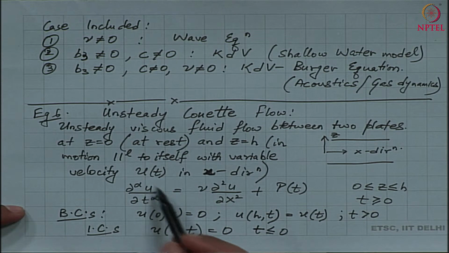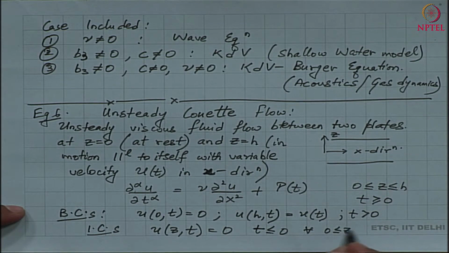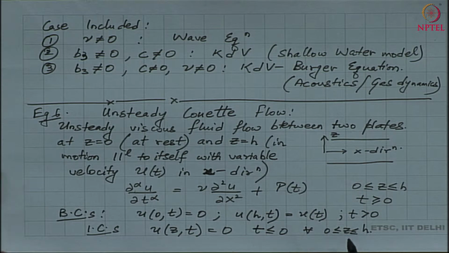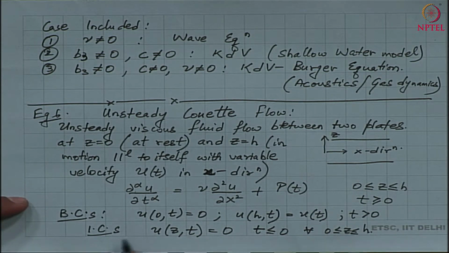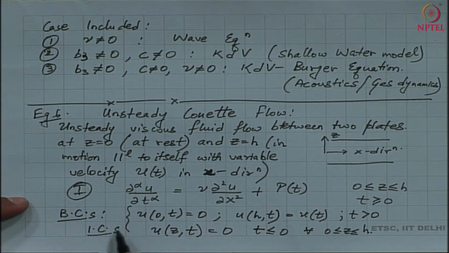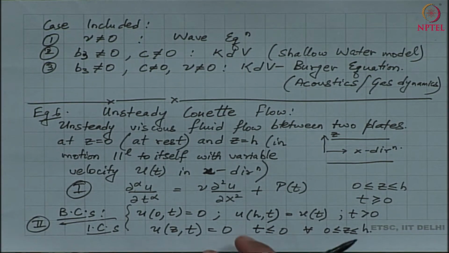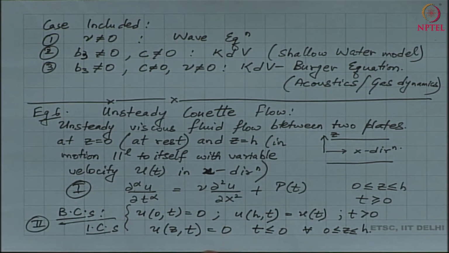I am not given the order of the fractional PDE here, and this is for all z from 0 to h. Okay. So, then what I am given is the following. So, let me call this as 1 and let me call these initial and boundary conditions as 2. Okay. So, solving 1 and 2, let us look at the solution to 1 and 2.